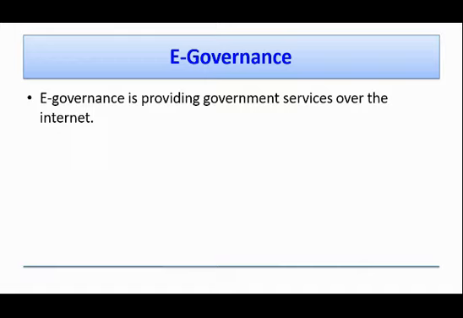That means the government can provide services through the internet, and the government can issue circulars through the internet, and then people can surf the internet and find that information. That's what we call e-governance.